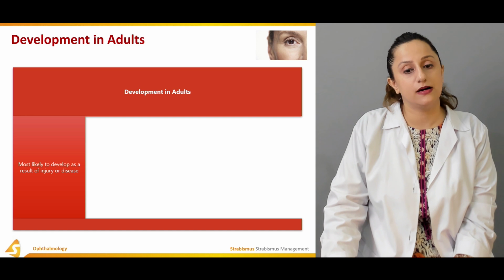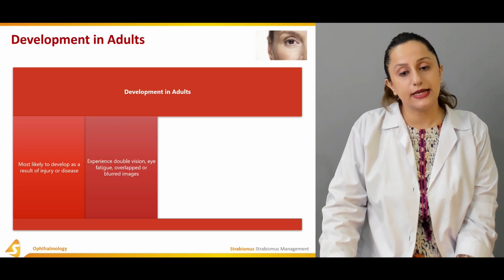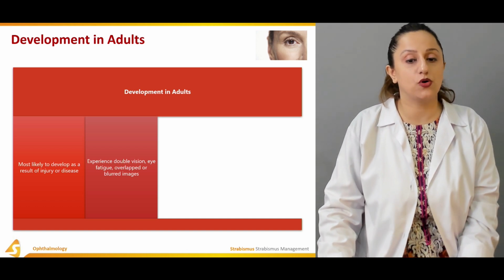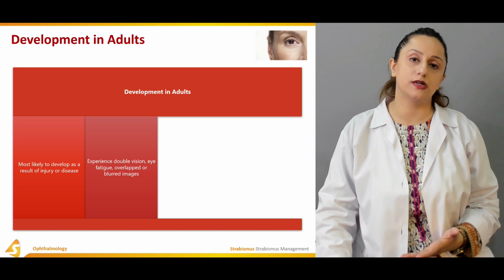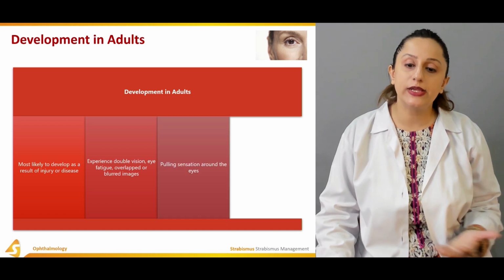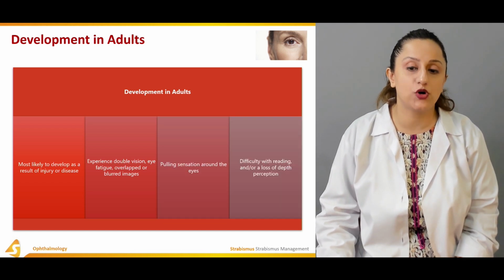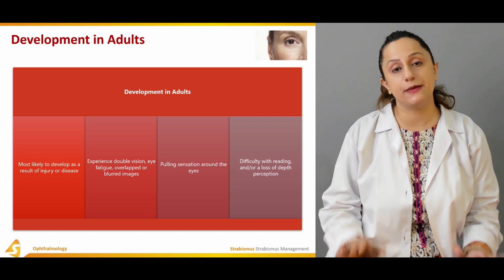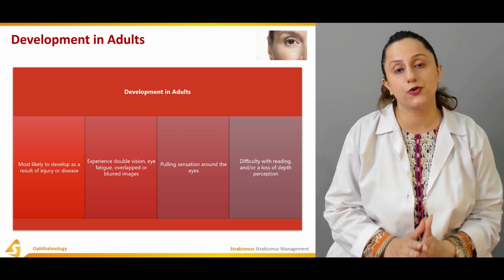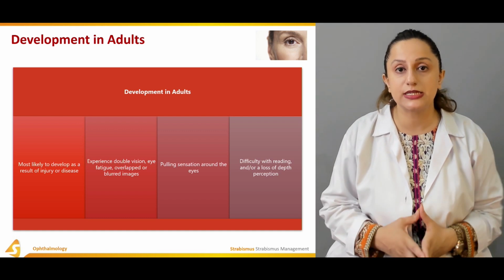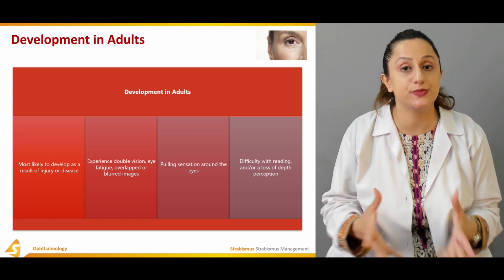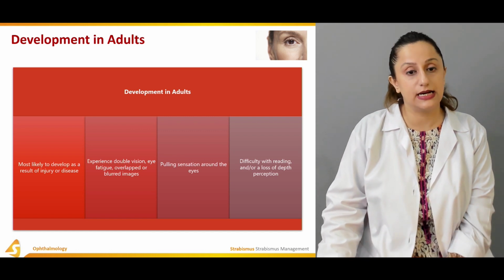They experience double vision. Eye fatigue is very common with this phenomenon, and they are usually complaining of blurred vision. The pulling sensation around the eyes is very important, and there is difficulty with reading and loss of depth perception. So all of these are going to be demonstrated whenever you are taking the history in this particular case of the development of strabismus in adults.